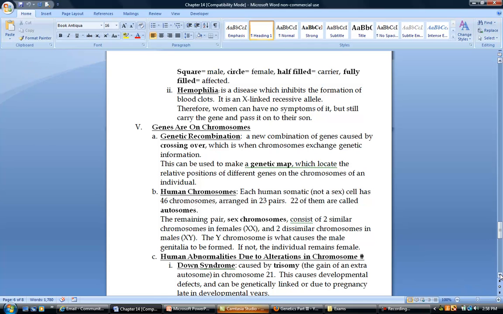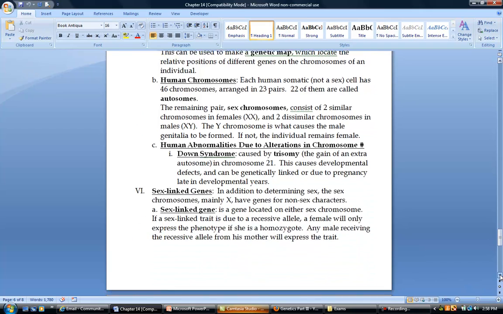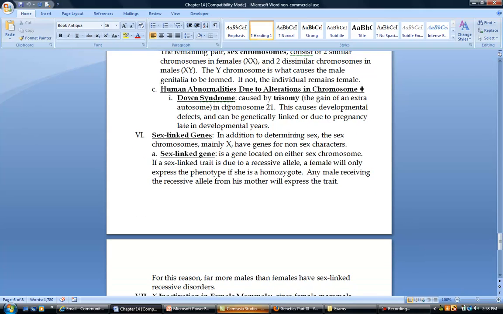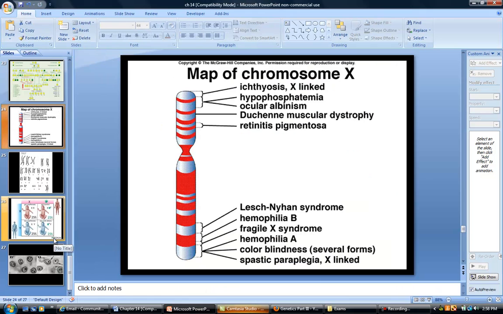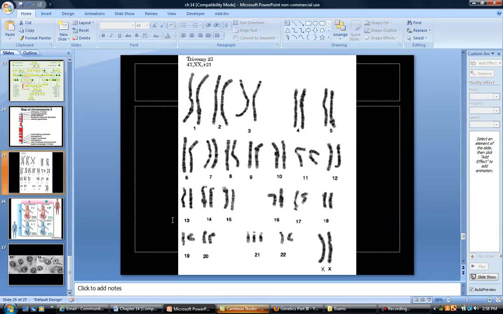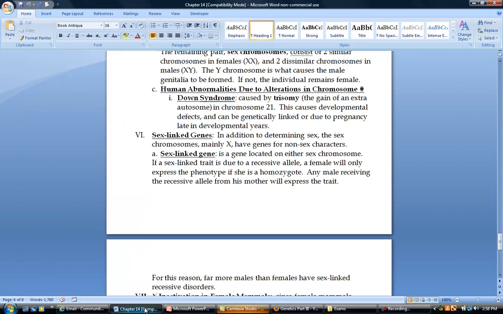Now, a couple of things that can go wrong with chromosome number that we've talked about. Down syndrome, that's when you have an extra chromosome 21, and that can cause some genetic defects to show up. I thought I had an example. Yeah, here. So in this karyotype, you can see right here, there's the problem, right? You have 3 chromosomes there where you should only have 2 for chromosome 21. So that's an example of trisomy or Down syndrome.